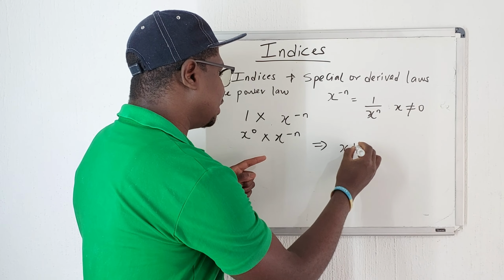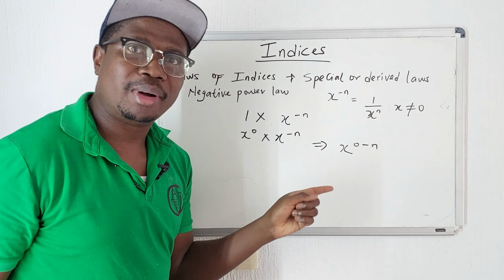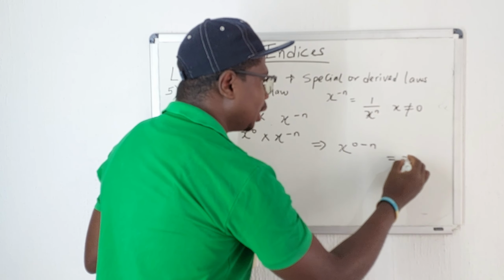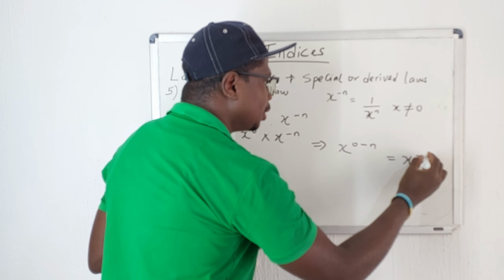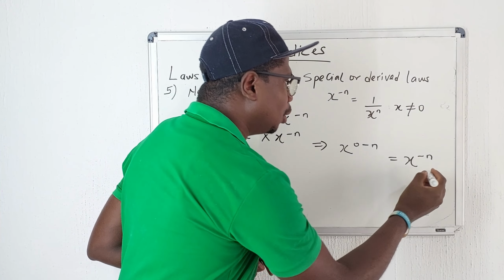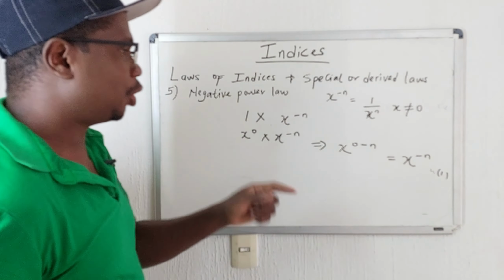X into what? 0 minus n. Remember? And 0 minus n is what? X into what? Minus n. So we can basically say this is our equation 1.